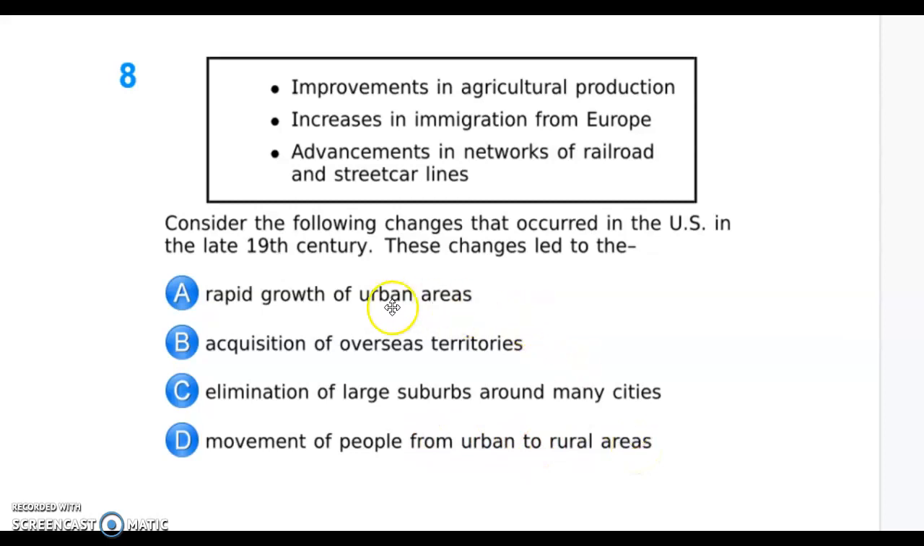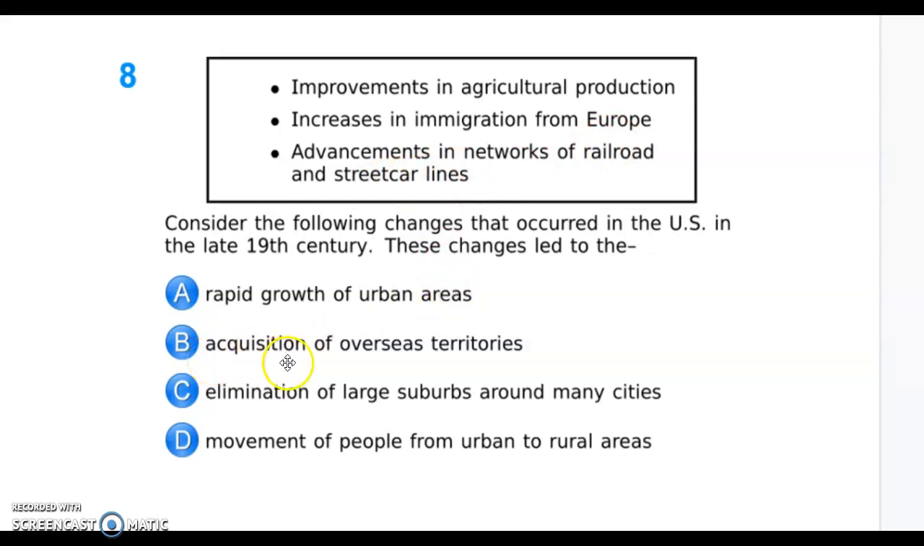The correct answer for this one is A, rapid growth of urban areas. Because we have people moving from rural to urban areas, we have an increase in agricultural production because we need food. We have an increase in immigration from Europe because they're moving from Europe into the cities, Ellis Island, and then advancements in networks of railroad and streetcar lines so people can be transported back and forth from places.